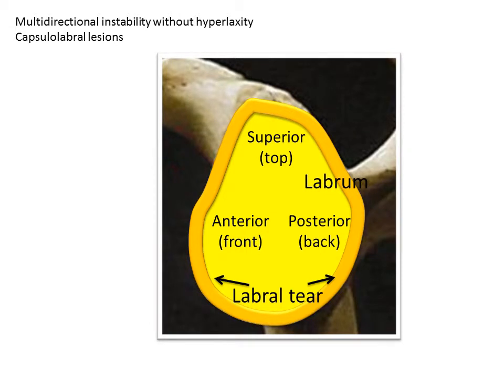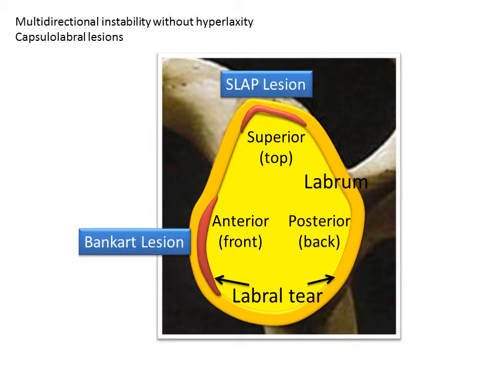So as we mentioned, multidirectional instability without hyperlaxity is often associated with anterior and posterior capsulolabral lesions. These labral lesions or labral tears are either in the front of the shoulder joint and we call them Bankart lesions, or the superior aspect and we call them SLAP lesions, which will be part of other talks. And if it's in the posterior aspect, they don't get a name, they're just called posterior labral tears.